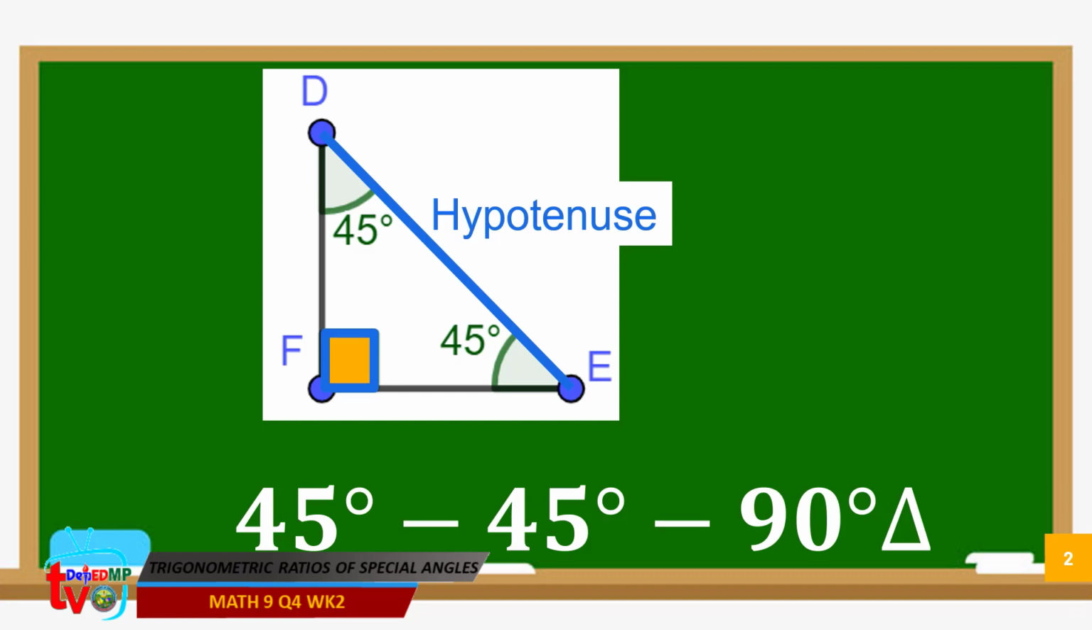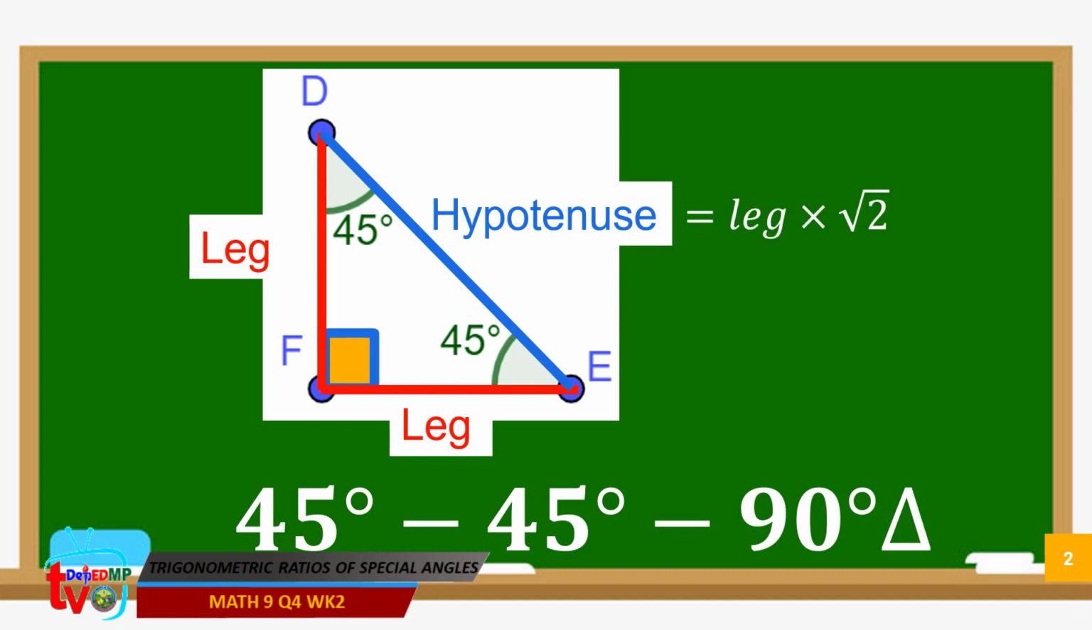What can you notice about the other two sides? Line segment DF and line segment EF. You really are observant. Line segment DF and line segment EF are equal in length. The sides are called legs. Now remember that with respect to the legs, the hypotenuse is equal to leg times square root of 2.